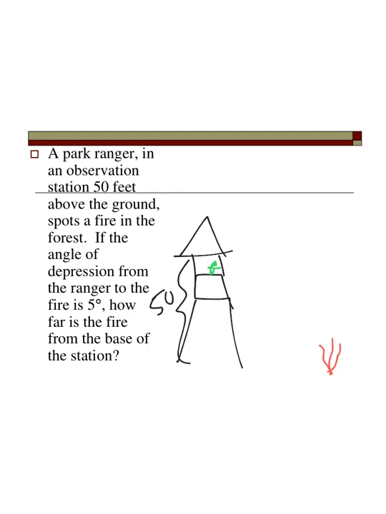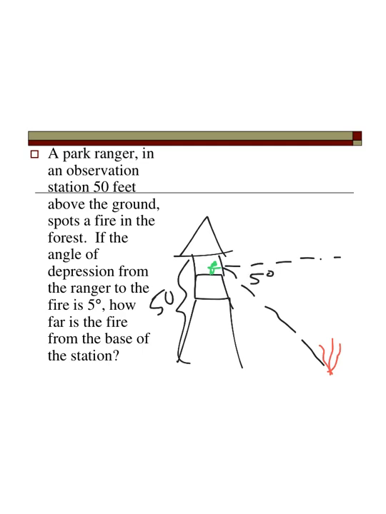This is one of the hardest parts for people to visualize. Your angle of depression is going to be your line of sight straight out and your line of sight to the object. So in this case, the fire. So this angle here is going to be 5 degrees.